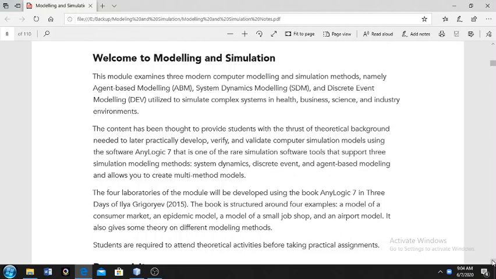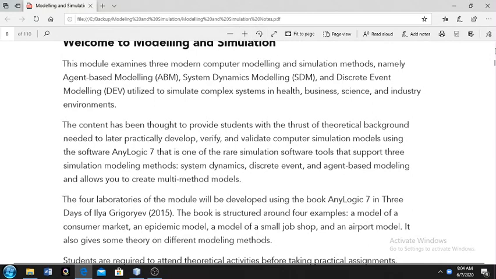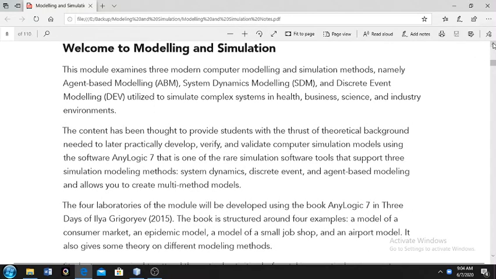Welcome to modeling and simulation. I don't know if you guys see. Yeah, let me increase the. Welcome to modeling and simulation.